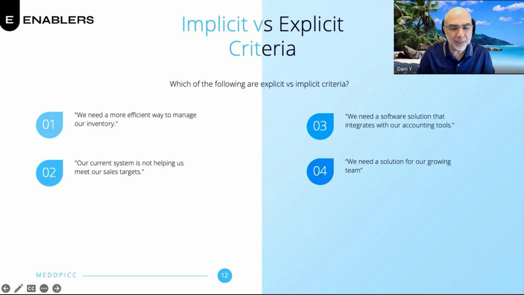Now, here's a couple of examples of implicit versus explicit criteria. So when you read through these examples, ask yourselves whether you think these are explicit criteria or implicit criteria, or both. It's a really good and powerful way of practicing how to recognize the different types of statements, different types of information that you're receiving from your prospect.